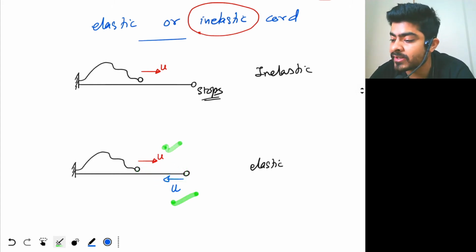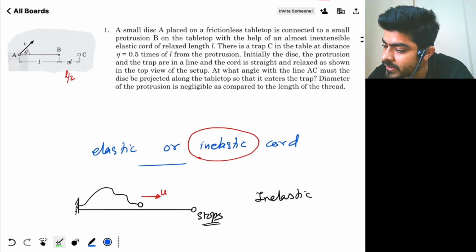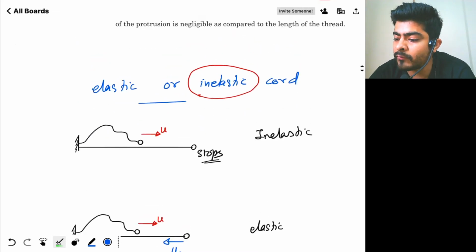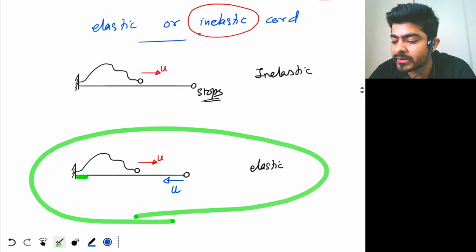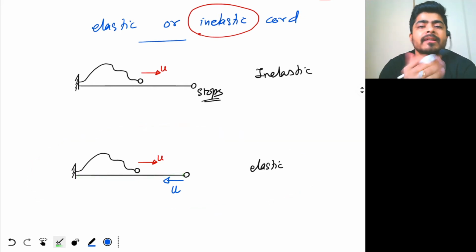The question says the cord is elastic. Where is it? Inextensible elastic cord. So what we are dealing with is this case over here. Along the length of the string, the direction of velocity gets reversed.